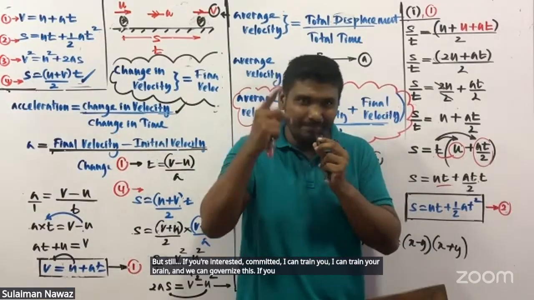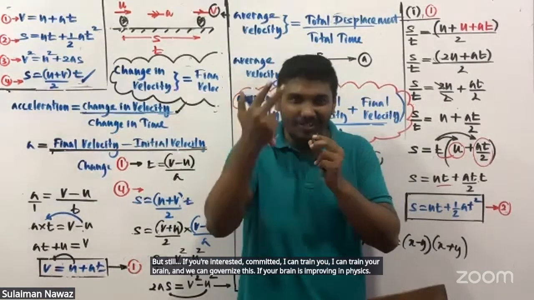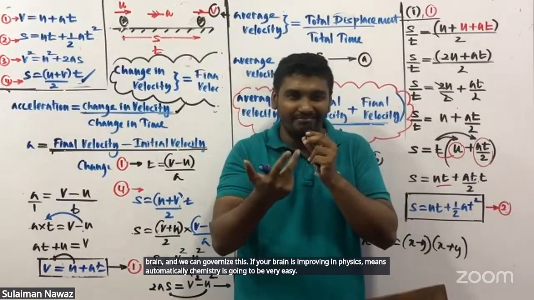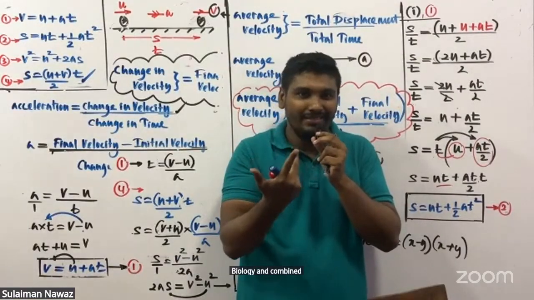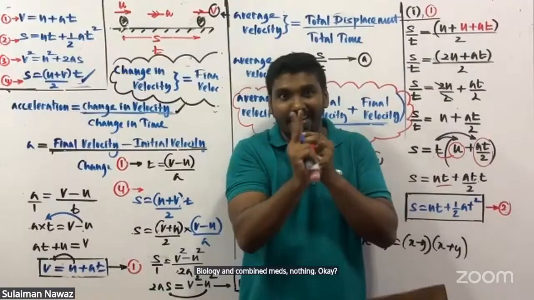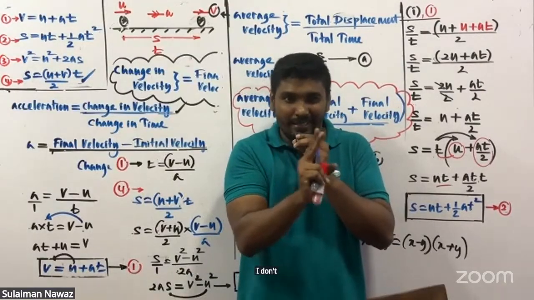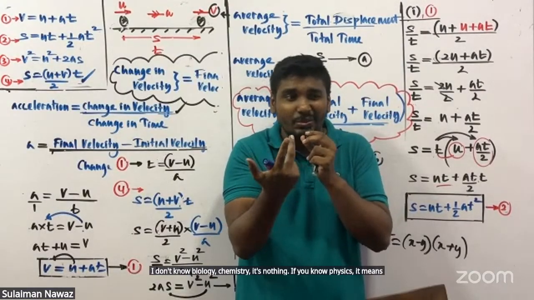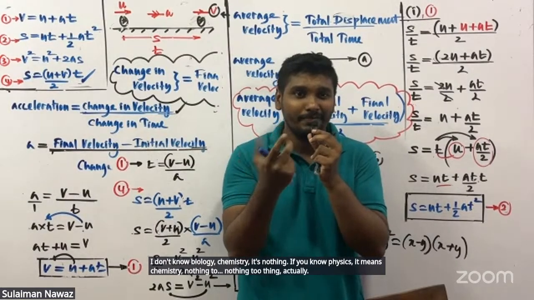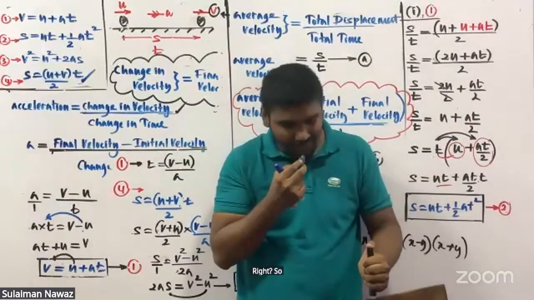If your brain is improving in physics, then automatically chemistry is going to be very easy. Biology and combined maths, nothing. Okay, chemistry is nothing. I don't know biology. If you know physics, chemistry is nothing to think about actually, right? So that is the important story.